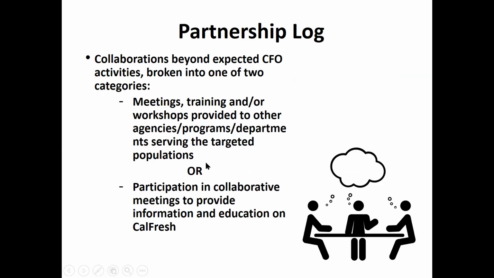And the last log is our partnership log. So partnerships are collaborations beyond expected CFO activities. It is broken into 2 categories. This includes meetings, trainings, and workshops provided to other agency programs or departments serving targeted populations. And participation in collaborative meetings to provide information or education on CalFresh. So it could either be a meeting or a participation in a collaborative meeting, a training, or that. So now we'll look at the partnership log.